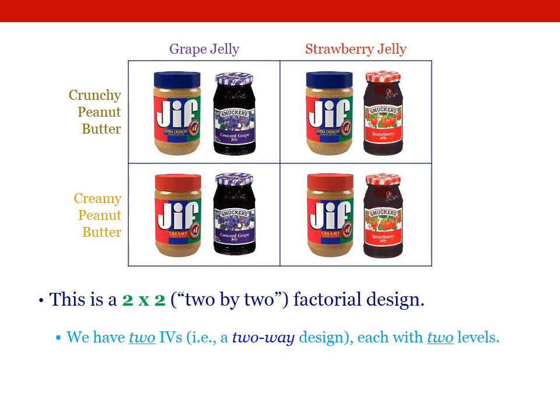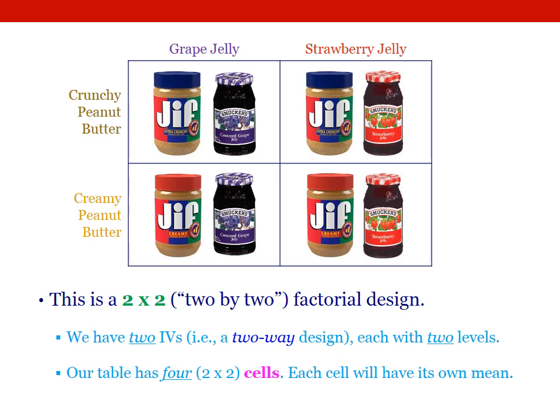And again, if we multiply 2 by 2, we end up with 4 different combinations, or 4 different sandwiches that we could make here. Each of those combinations is called a cell. So rather than thinking of them as separate groups, which they are, we're going to refer to them as cells in our design. Each of those cells is eventually going to have its own mean. So for the people who ate the crunchy grape sandwich, on average, how much did they like it? The people who ate the crunchy strawberry sandwich, on average, how much did they like it? We can calculate a cell mean for each of these 4 groups to start to get a sense of what sandwich people liked the best.